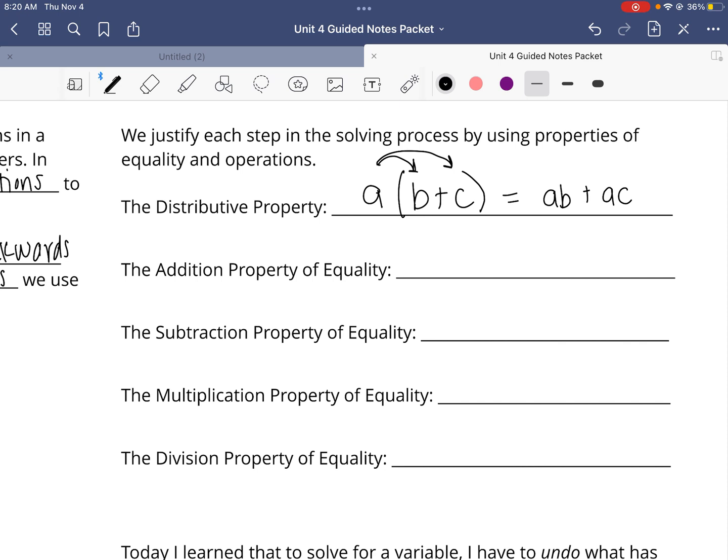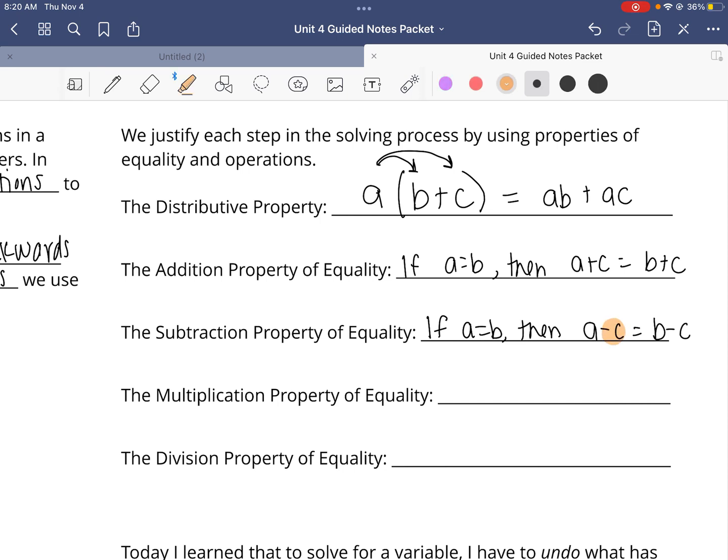We also have an addition property of equality, and what that says is that if A equals B, then A plus C equals B plus C. So what that's saying is if you have two numbers that start out equal, like A and B, then you can add something to both sides and it will still remain equal. The subtraction property says if A equals B, then A minus C equals B minus C. So it's the same idea here. If you subtract the same number from A and from B, they are still going to be equal, if they start out equal.